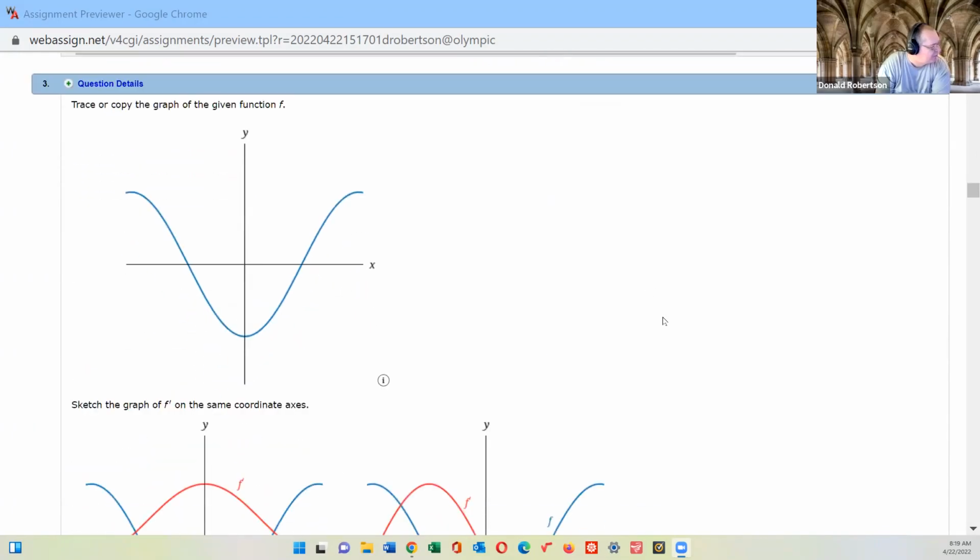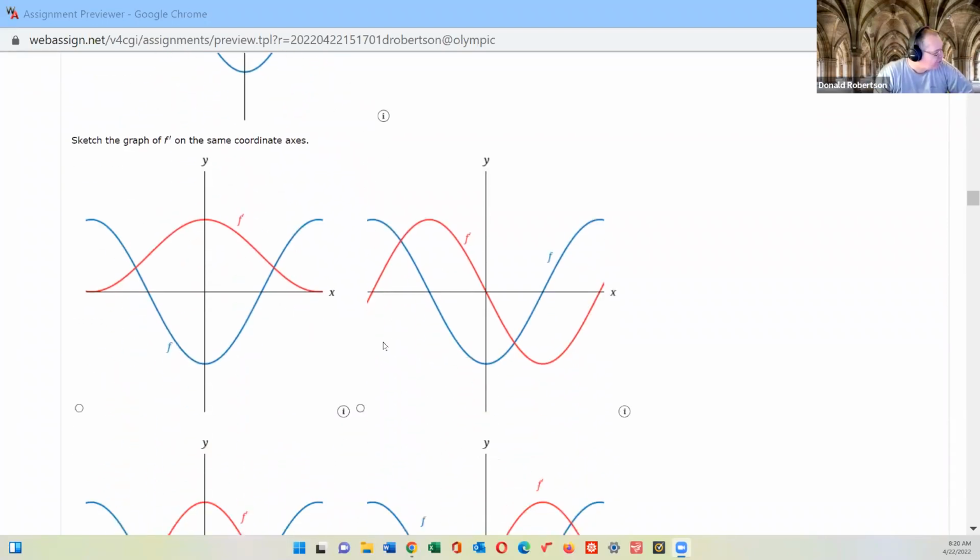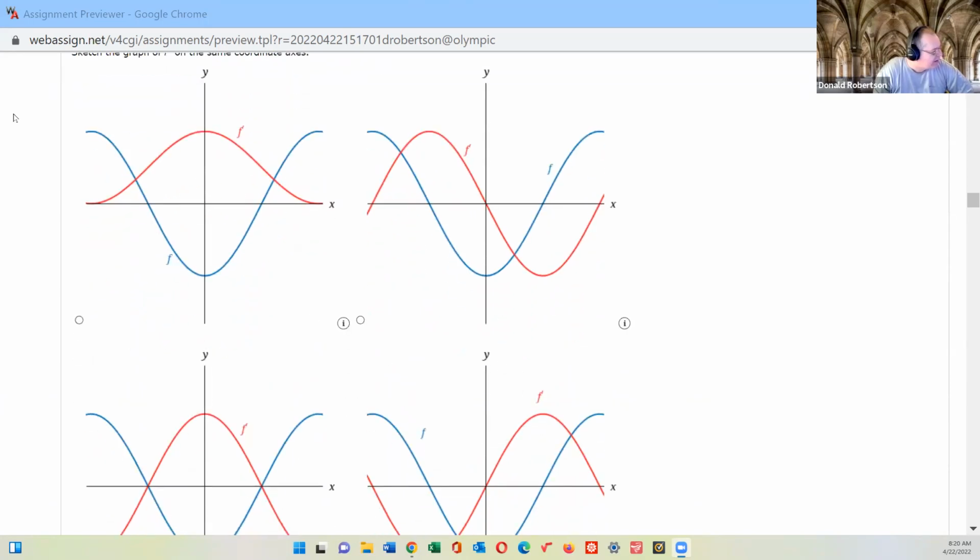Now, here is a slightly different way of doing it, maybe a little bit better. It says, trace or copy a graph that looks like that. So you just get your paper and you do a big smiley face with curls at the end, right? And then you would do its derivative. They do it by giving you the original picture and the derivative on the same diagram. So the original one is the blue and the derivative is the red.